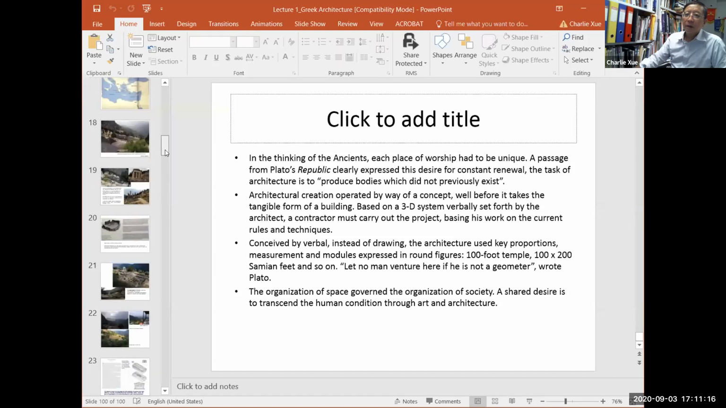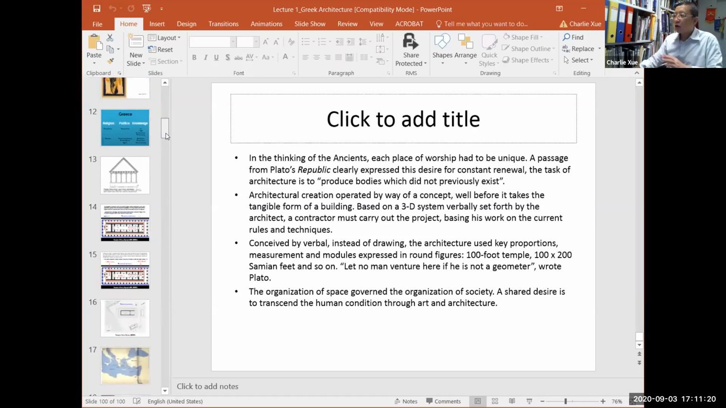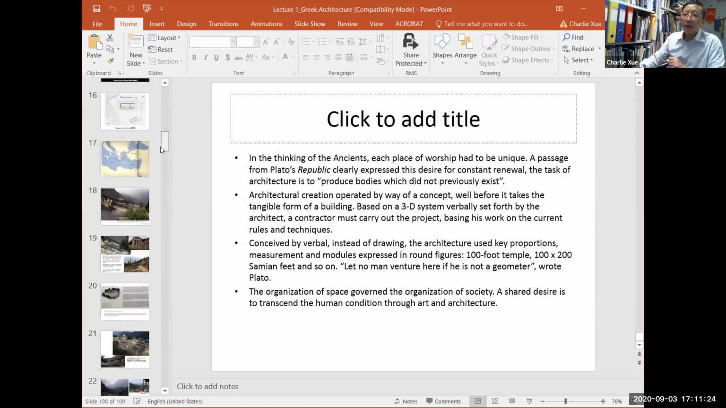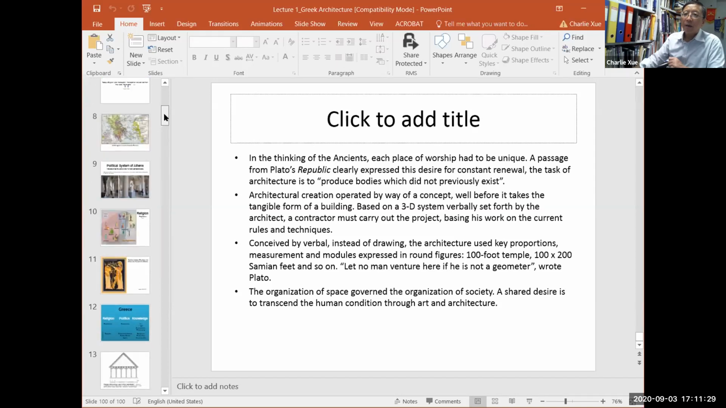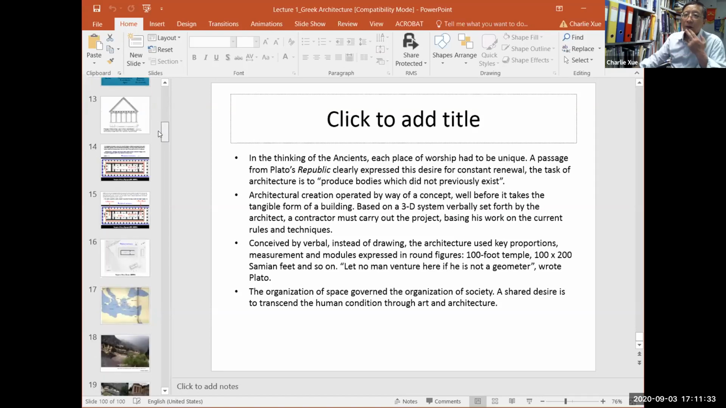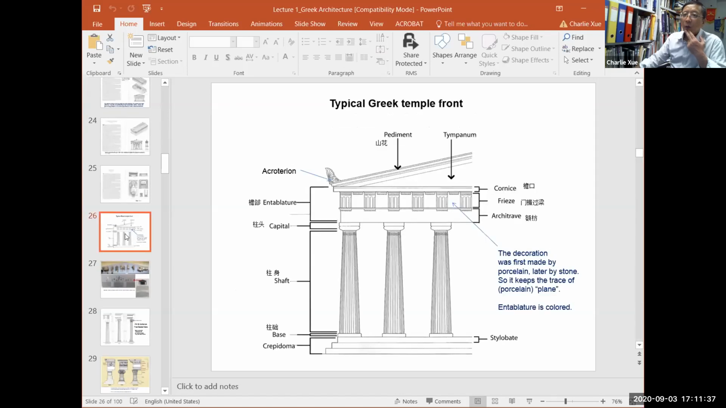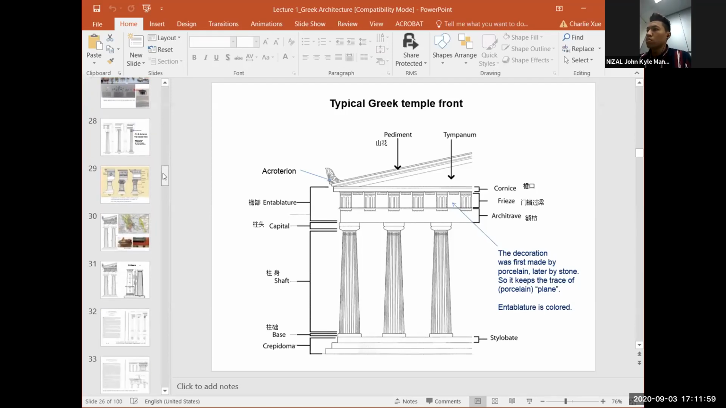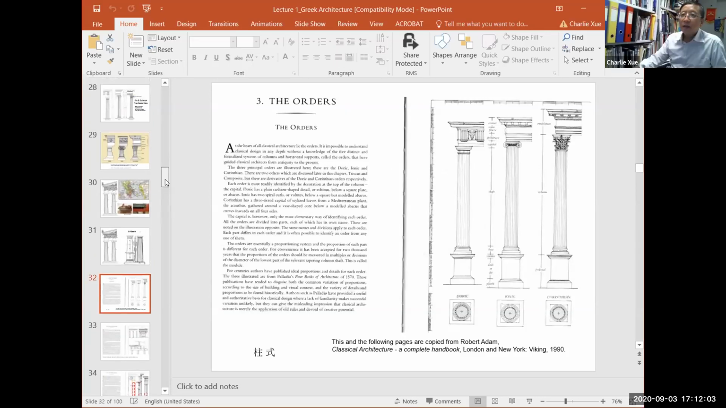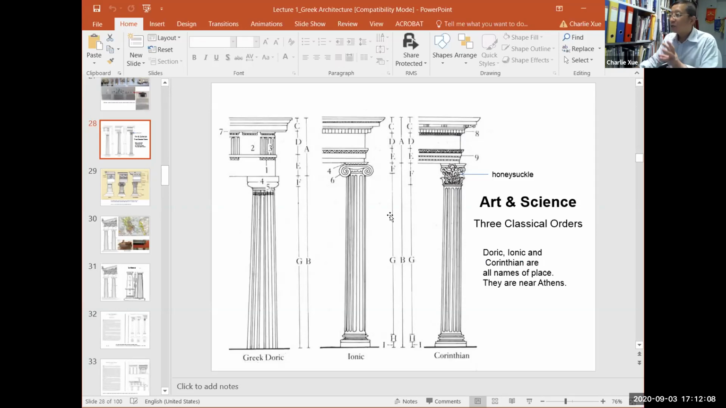Please find in your own computer. Slide number 26. Draw this sketch and also mark what is this, what is that. As you see students' example, you draw this. No, this is not a good one. And also this one. This is slide 28. 26, 28. Draw Doric, Ionic, Corinthian. You need to draw that in a good proportion.